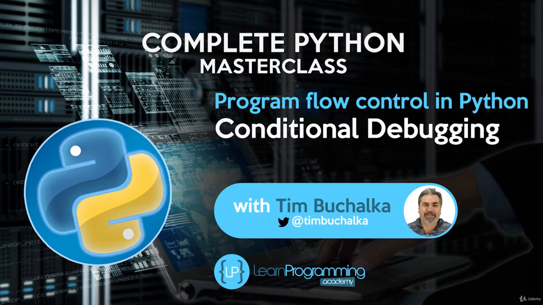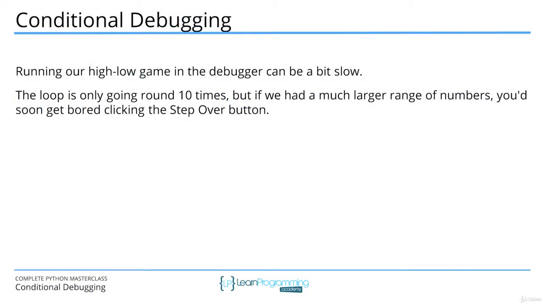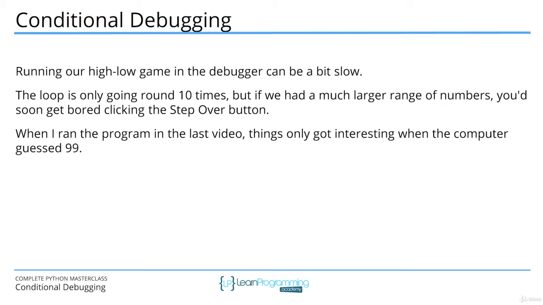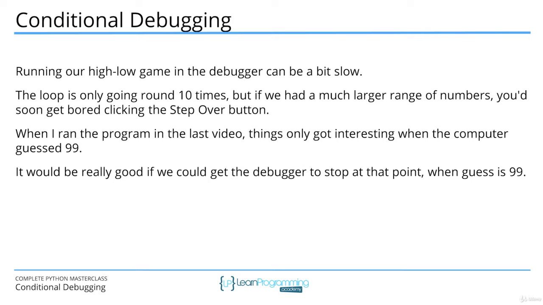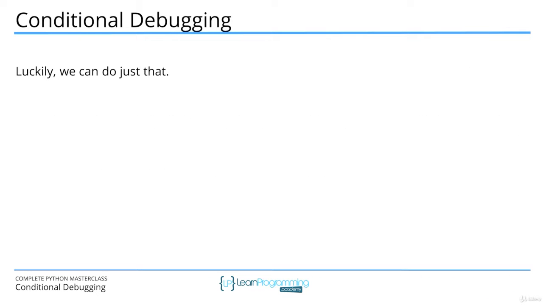So running our high-low game in the debugger can be a bit slow. The loop is only going around 10 times, but if we had a much larger range of numbers, you'd soon get pretty bored clicking the step over button. When I ran the program in the last video, things really only got interesting when the computer guessed 99. What would be really good would be if we could get the debugger to stop at that point when guesses 99. Luckily, we can do just that.